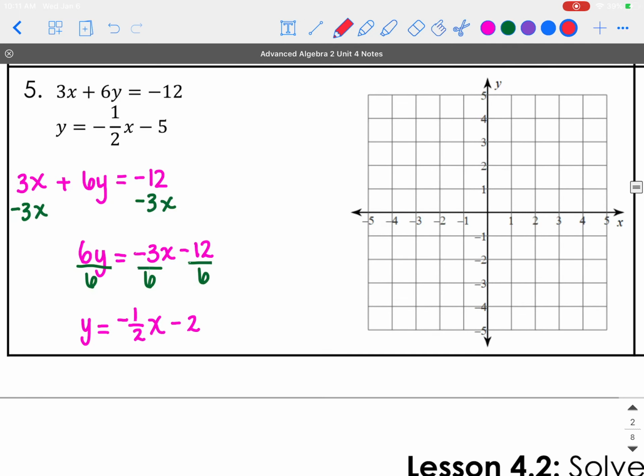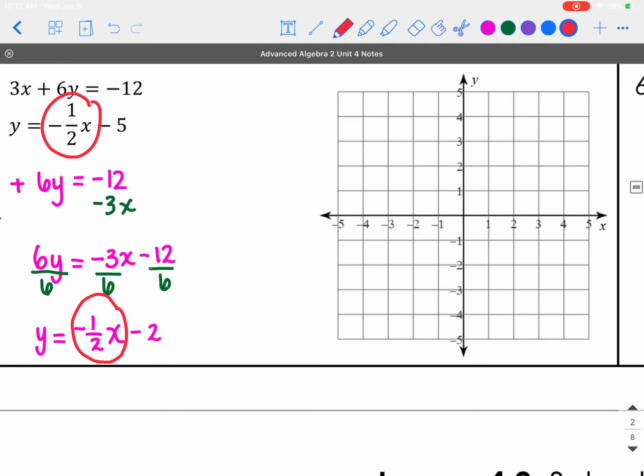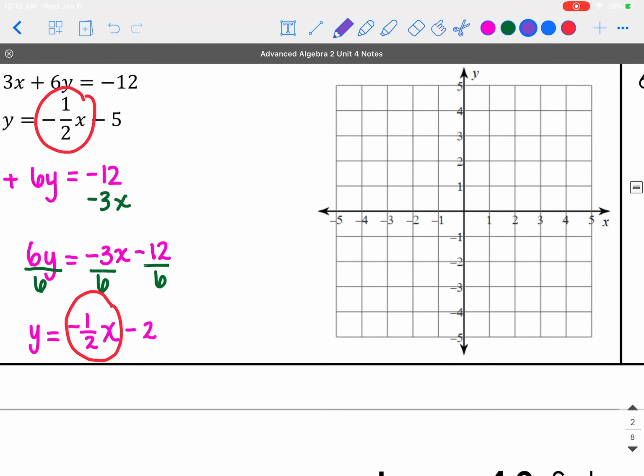You may notice that these have the same slope. So that should give you a hint as to what our graphs are going to look like. But in case you didn't see that, that's okay. Let's start with this first one. Negative 2 is my y-intercept, and then negative 1/2 slope. Down 1 over 2, or up 1, left 2. Doesn't matter.